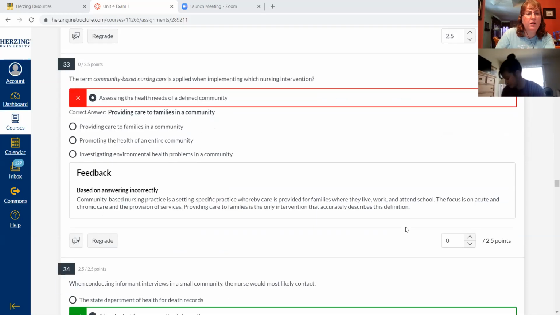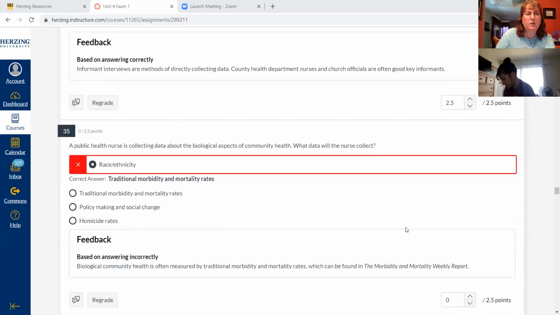All right. Let's see what else we got. Okay, a public health nurse is collecting data about biological aspects of community health. What data will the nurse collect? When you're looking at biological aspects, you're going to look at traditional morbidity and mortality rates. Okay. I think that's just a biological. Threw me off.